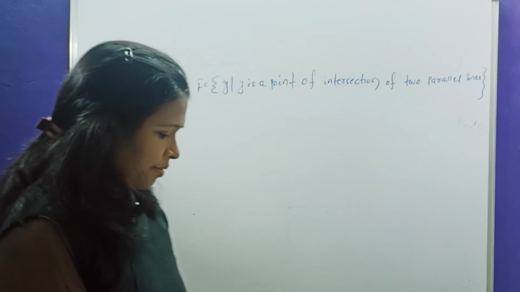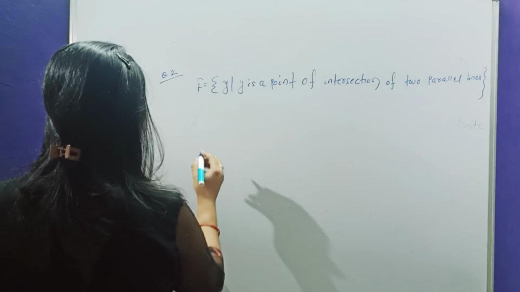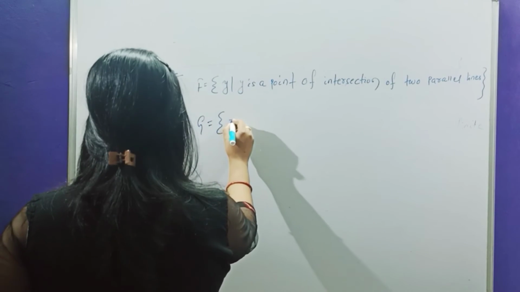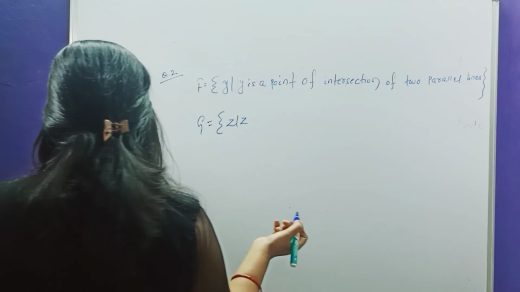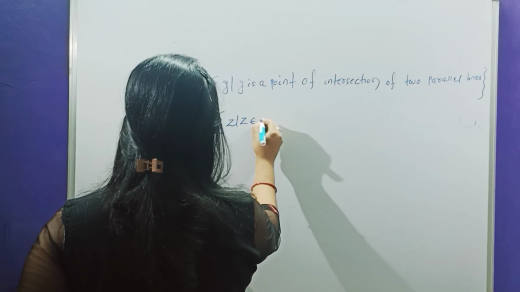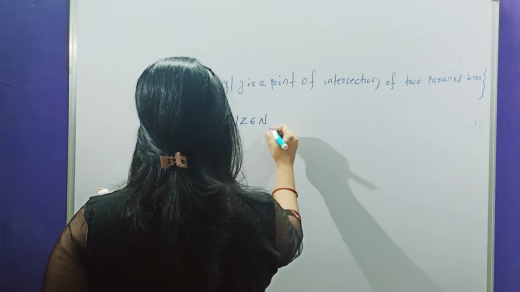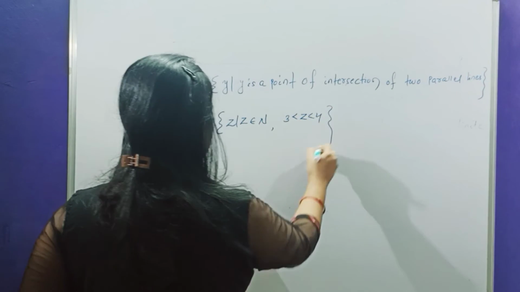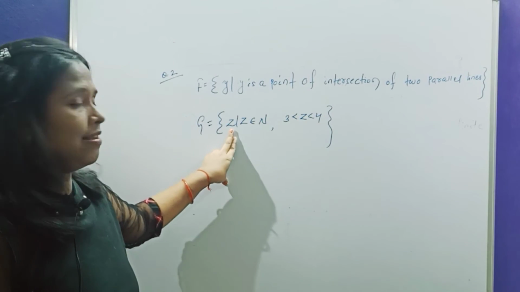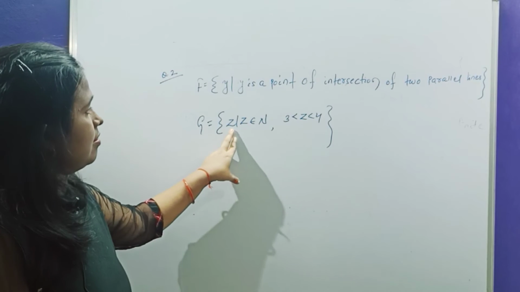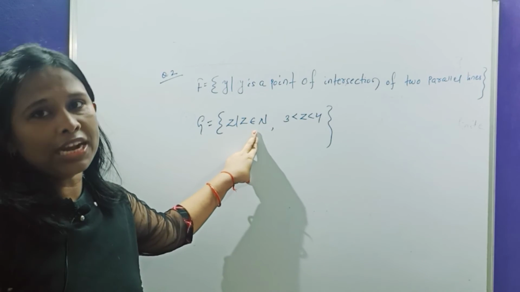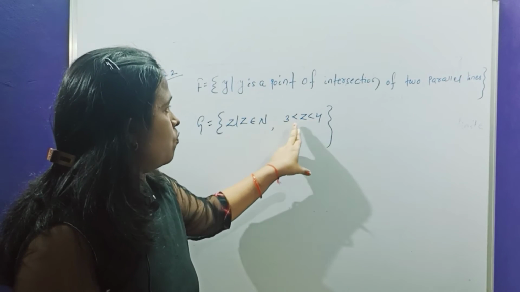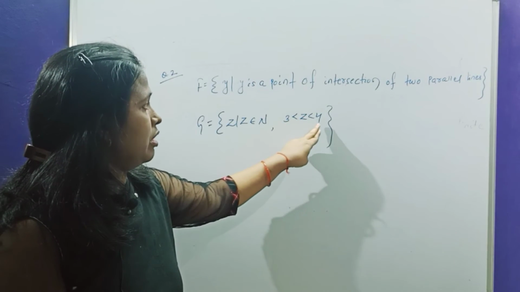Next question, that suppose G is a set of z such that z belongs to the set of natural numbers and 3 is less than z is less than 4. So z is the element of set G. z such that z belongs to the set of natural numbers and z lies between 3 and 4.